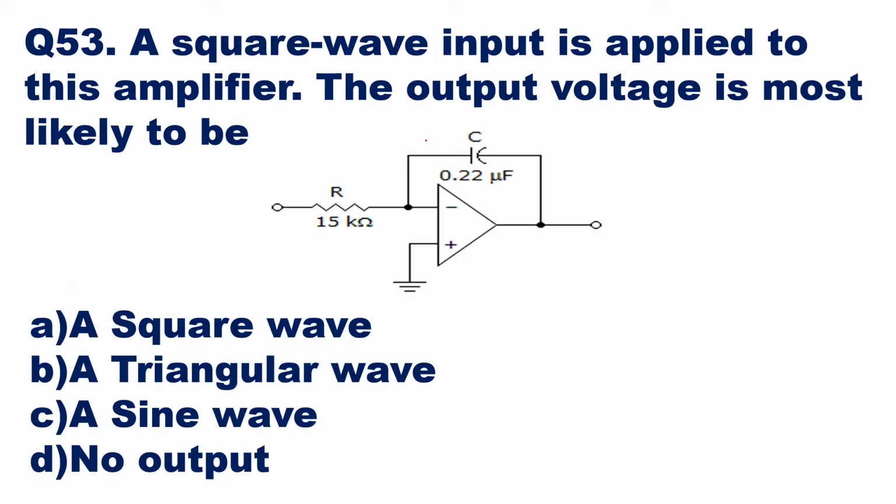Then we'll go to question number 53. A square wave input is applied to this amplifier shown below. The output voltage is most likely to be: the options are square wave itself, triangular wave, sine wave, or no output. Now we know that the circuit shown above is an integrator circuit. And whenever a square wave is applied to an integrator, the output will be a triangular wave. So the option will be triangular.